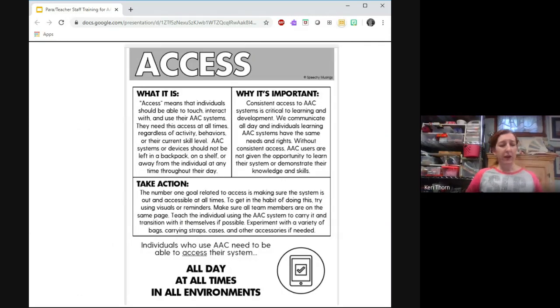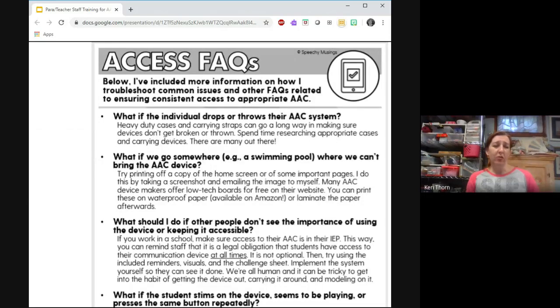So again, this is just reiterating why access is so important. They need to see it as their voice. They need to buy into the idea that this is going to meet their needs. So, some frequently asked questions.